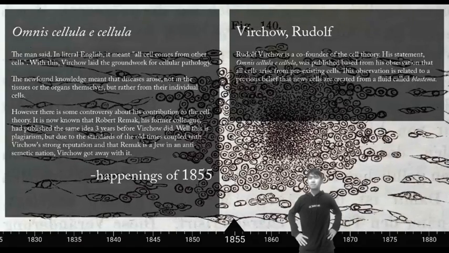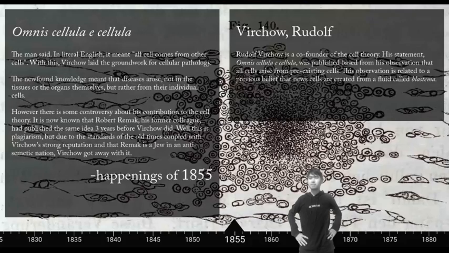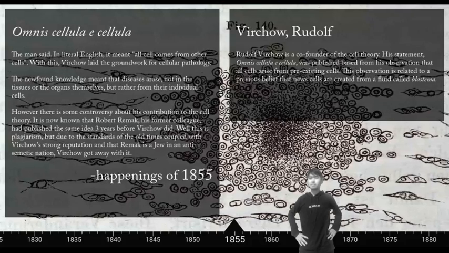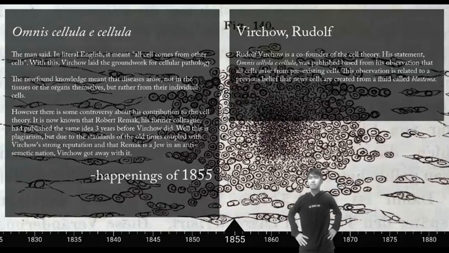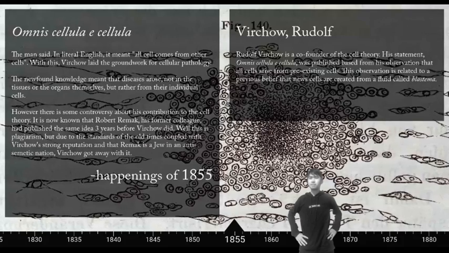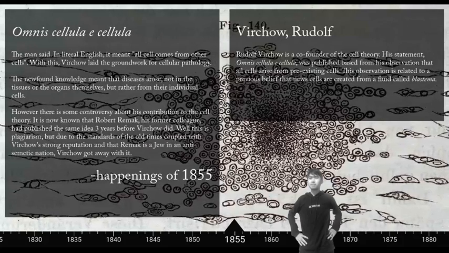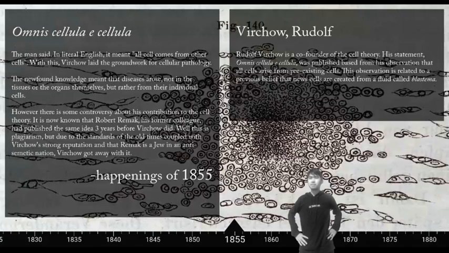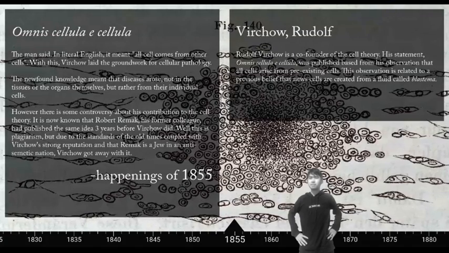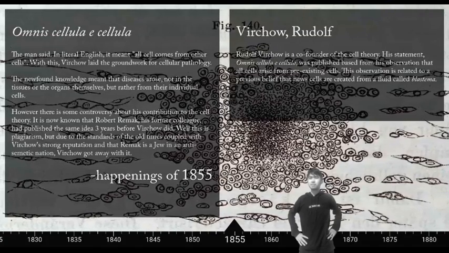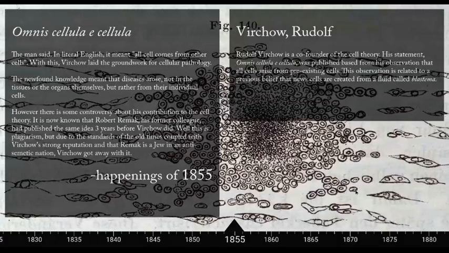Next, we have Rudolf Virchow. Now, truth be told, you wouldn't be a big fan of this guy because he kinda just stole someone's work. Apparently, he came up with the statement, all cells come from pre-existing cells.